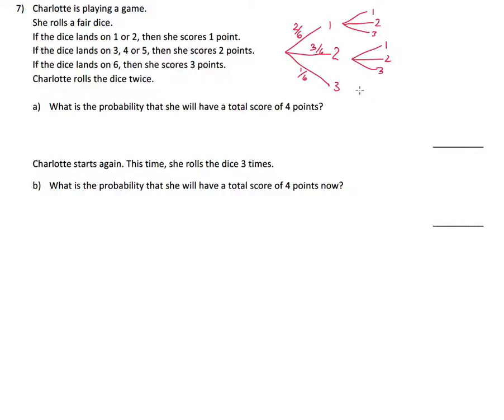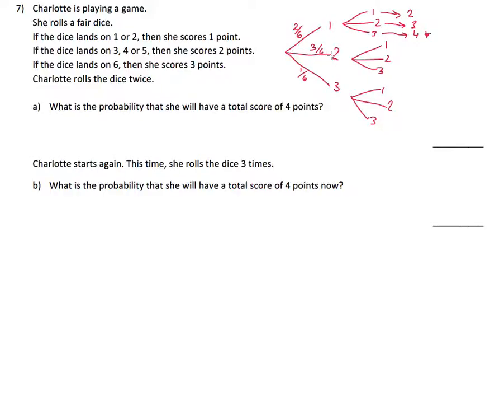Just doing a really rough tree diagram here just to help me understand it. It doesn't have to be that neat. I've not written the probabilities on here either because I know what I'm going to do. I just want to add up and find out which routes give me 4 points. So this one only gives me 2 points, so that's no good. This one gives me 3 points in total. This one gives me 4. So I'll come back to that one after.